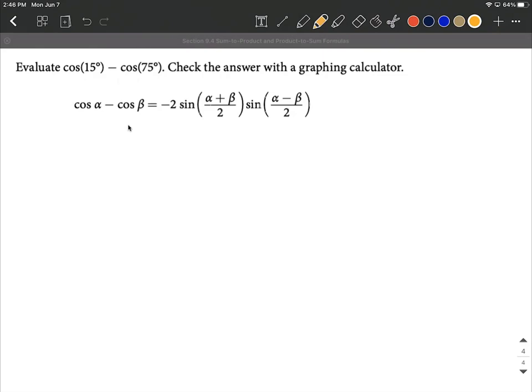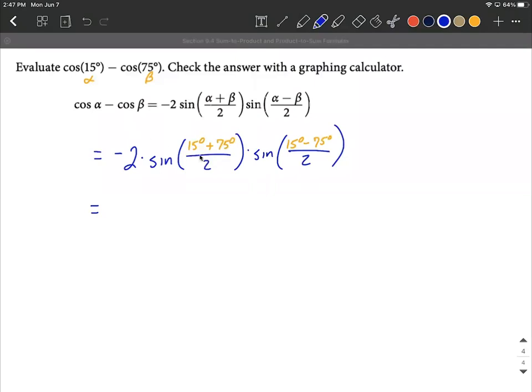So let's first identify: alpha is going to be 15 degrees and beta is going to be 75 degrees, as we fill into this formula and then reduce down. In filling in, I'm going to bring along that minus 2, part of the formula, multiplied by sine of alpha plus beta, so 15 degrees plus 75 degrees, all over 2, multiplied by sine of, again, alpha minus beta this time, so 15 degrees minus 75 degrees. And that's still going to be all over 2 on the inside of the sine function.